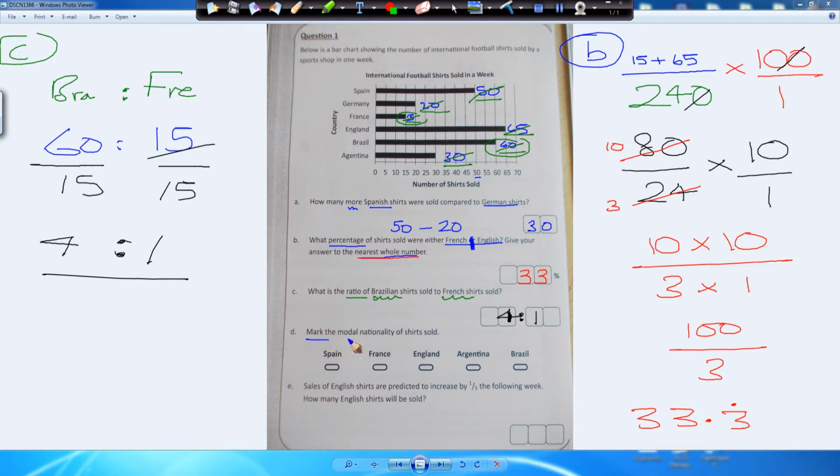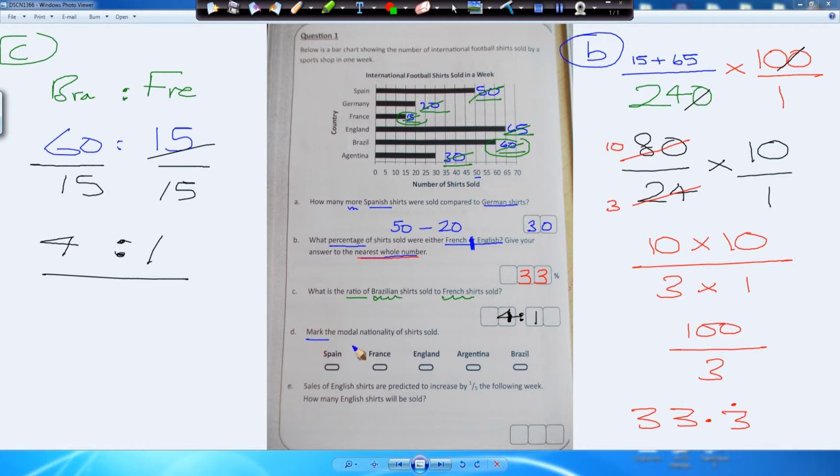Okay, question D. Mark the modal nationality of shirts sold. Okay, let's have Iman. The word modal comes from the word mode. So what are they talking about? When they mention the word mode, they're talking about the number which occurs. The mode is the one which is the most frequent value. Last paper we had median. So the modal is the most common value.